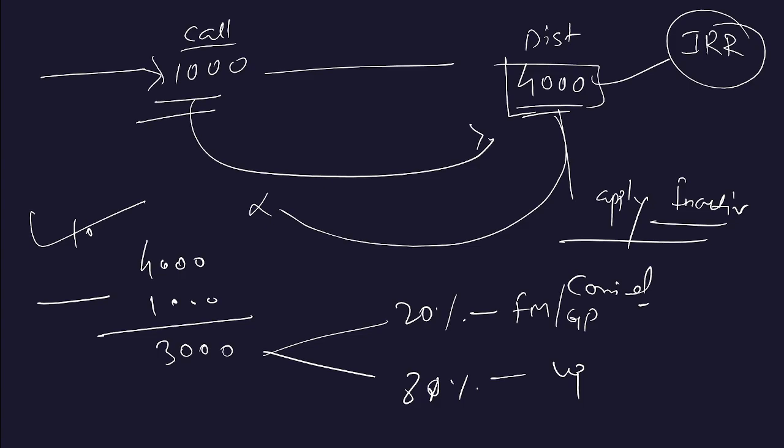So distributions. On this 3000, the distribution has to be paid among the LP and GP, no? Not on the four. Internal rate of return is the difference between the return and the capital contributed.